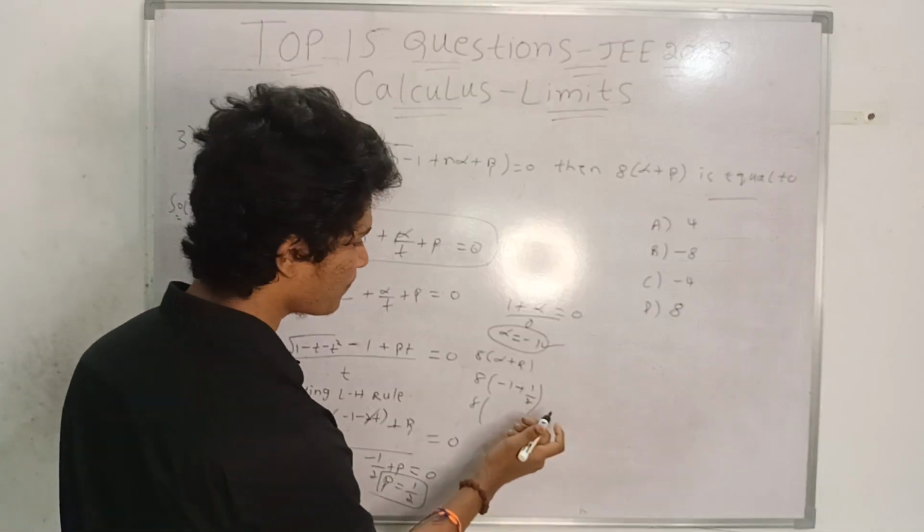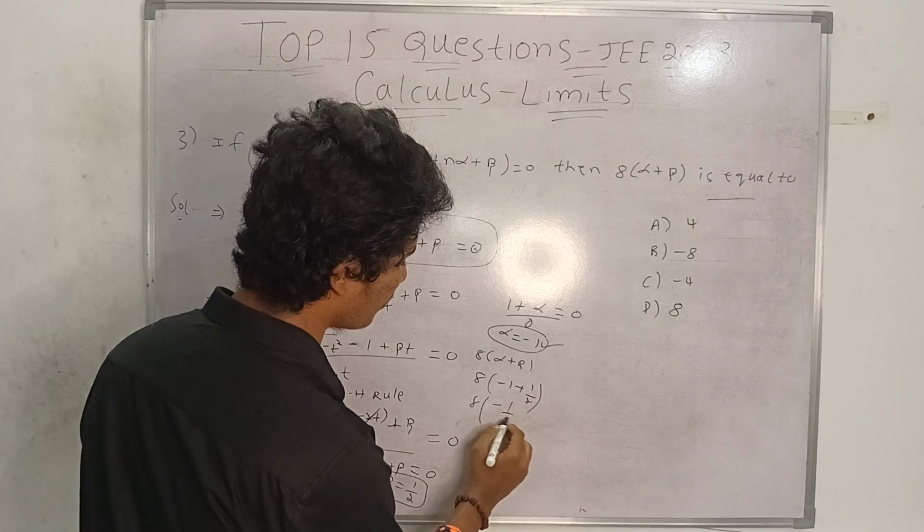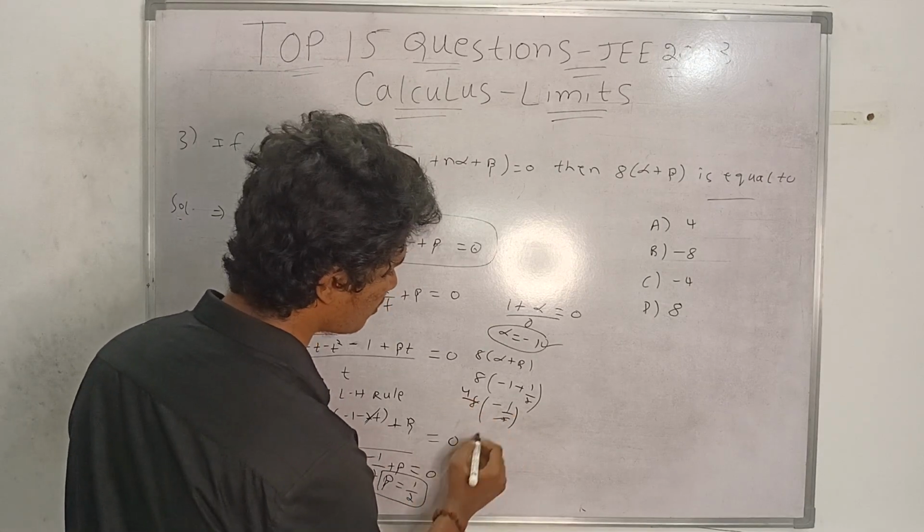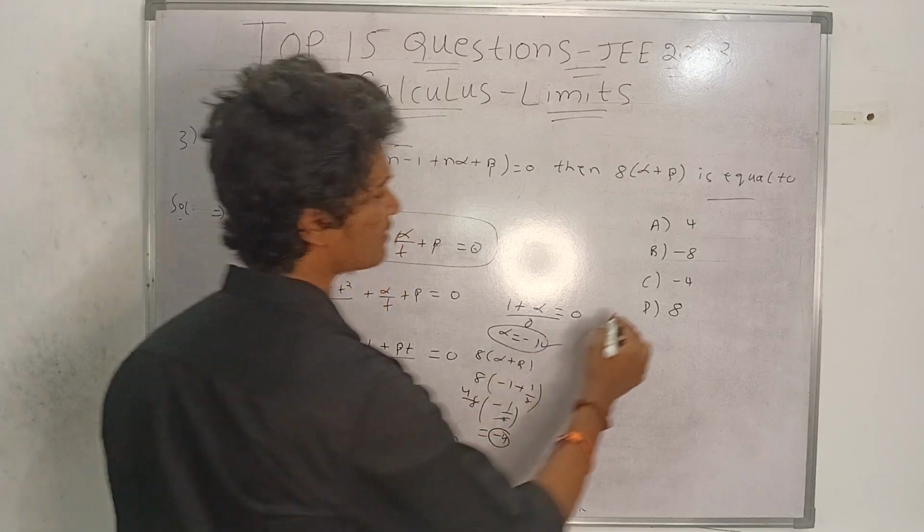Minus 1 plus 1 by 2. What will it become? Minus 1 by 2, into 4, that is minus 4. So the answer is C.